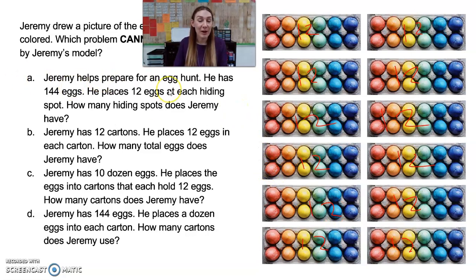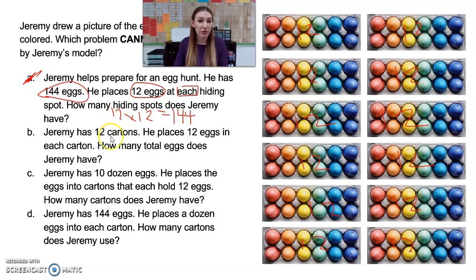So Jeremy helps prepare for an egg hunt. He has 144 eggs. He places 12 eggs at each hiding spot. How many hiding spots does Jeremy have? So we could probably figure that out using this equation. I know that 12 times 12 is 144. So if he is placing 12 of these eggs at 12 locations, I can just count the groups or the locations and I would get my answer. So that is going to work. So I'm going to go ahead and eliminate it.